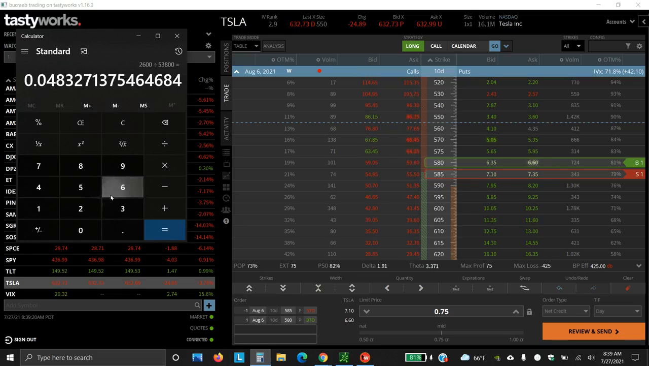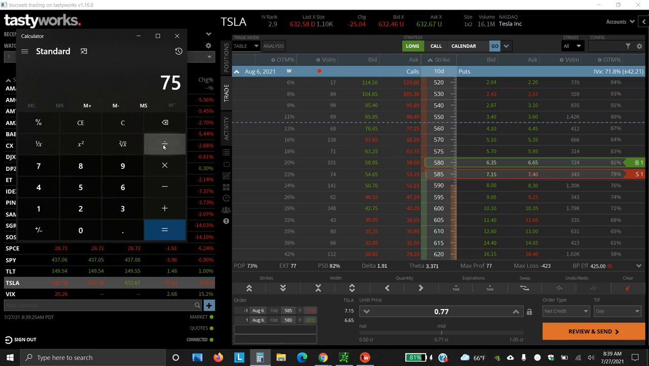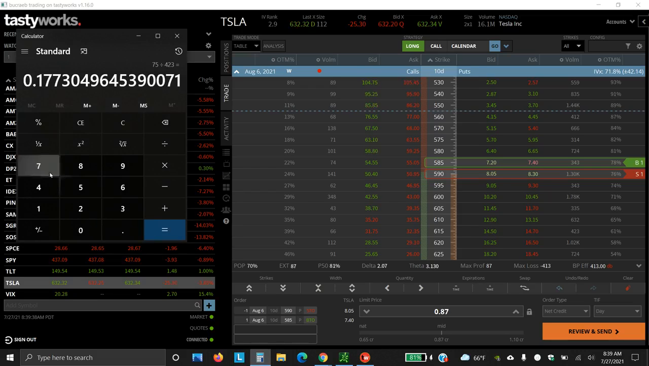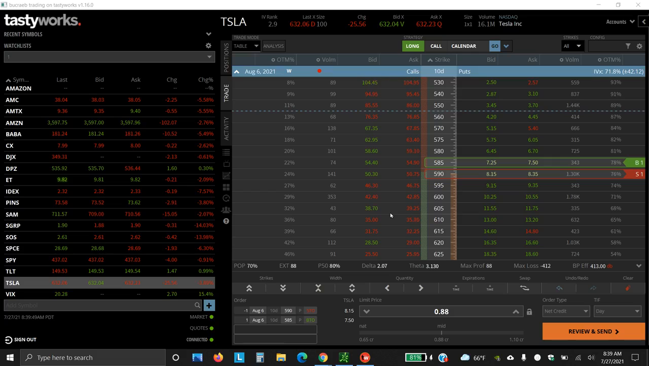Let's do the math here. Let's say 75 divided by 423, 17. So let's go down one more. 87, 413. That's it. I'm going to do this one. So what I'm going to do is make another bet that it's not going to go below a price: that Tesla by August 6th is not going to go below 590, right? So that's what I'm going to do.